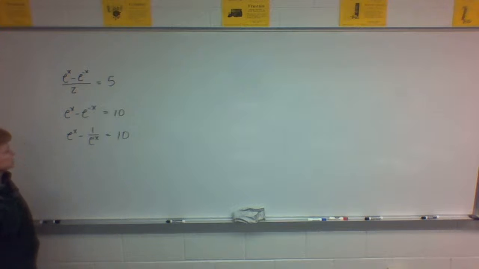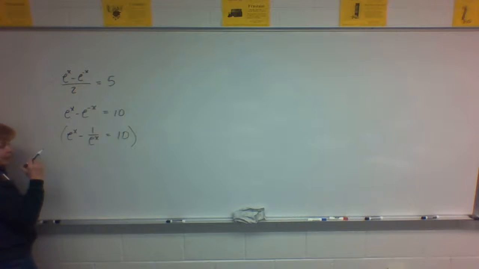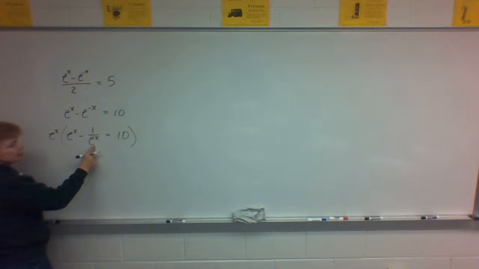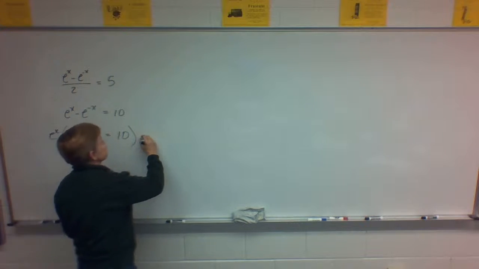Now we got fractions. Multiply through by the common denominator. That's how we're going to eliminate the fractions. We're going to multiply through by e to the x, because that's the only denominator, so it is surely the common one. Everybody clear? When we distribute that e to the x through to every term, we get this.